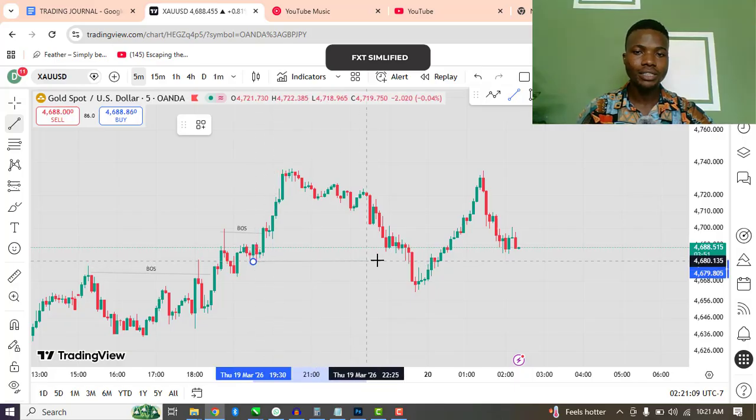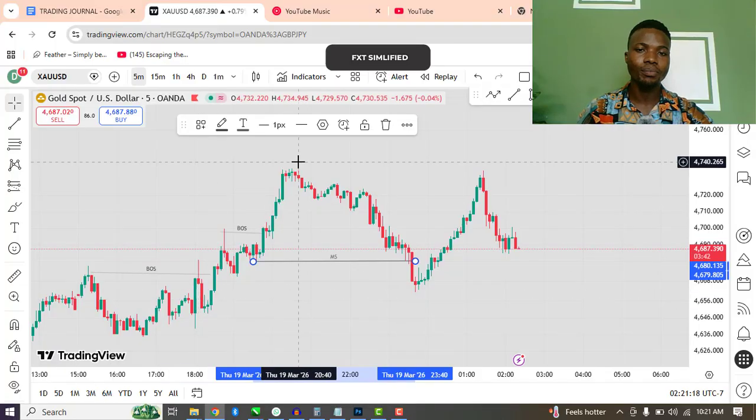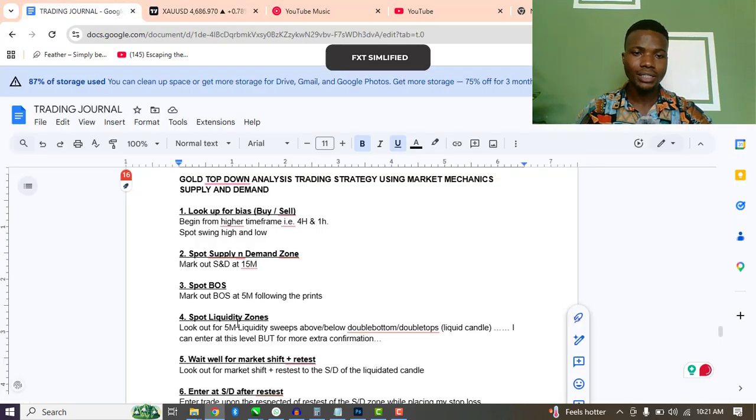So I'm going to mark this place, our last higher low. Then it means that we have a market shift because price was actually going up, but now we can see that price has broken the previous higher low of the last break of structure, right? So let us look at the next thing.